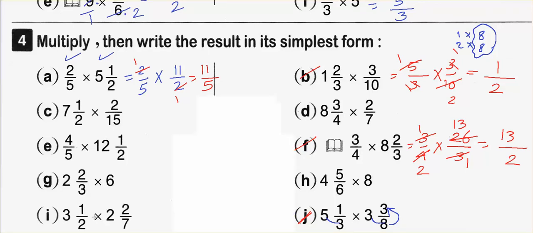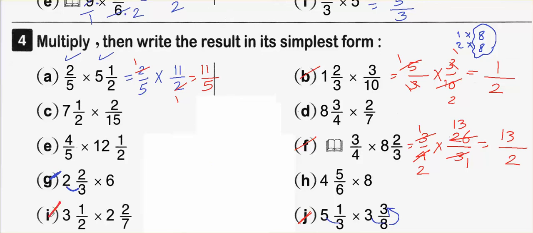Multiplying a mixed number by a whole number. First, we have to convert the mixed number to an improper fraction with the same denominator. 2 times 3 is 6, 6 plus 2 equals 8. 8 over 3 times 6. 6 and 3 are divided by 3 up and down. 3 divided by 3 is 1. 6 divided by 3 equals 2. 2 times 8 equals 16. 16 over 1 equals 16.